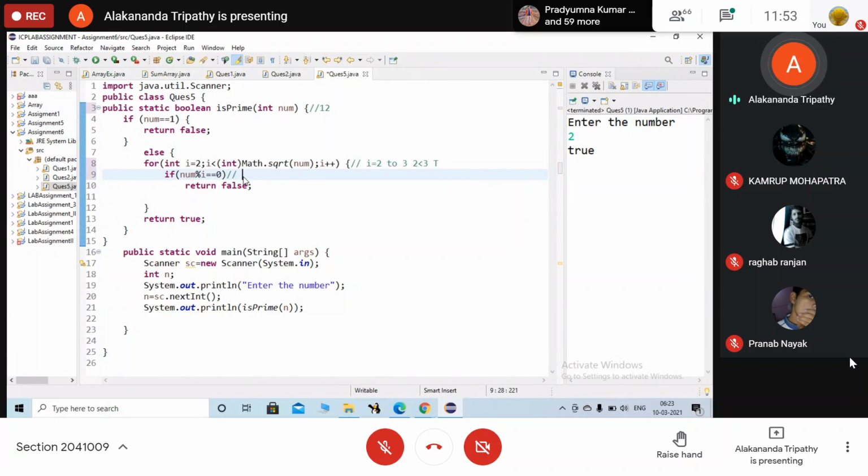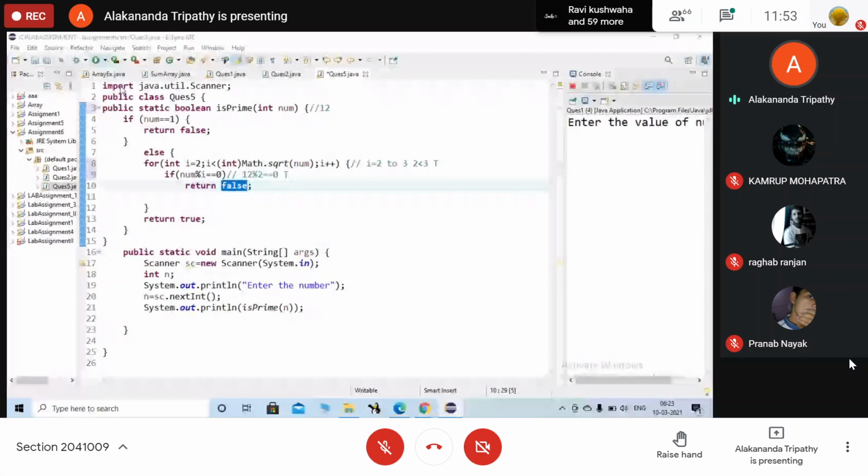So number का value कितना है? 12. 12 mod 2 equals to 0. The condition here is true. तो return क्या करेगा? It will return a false.